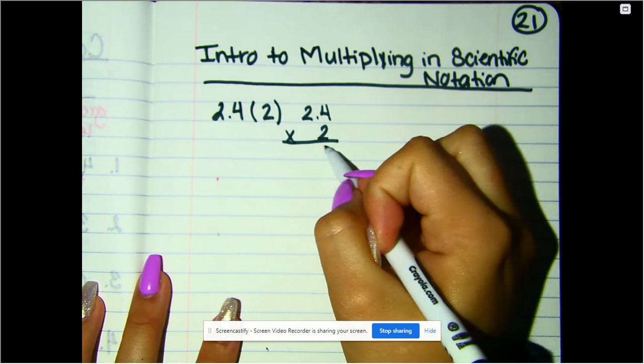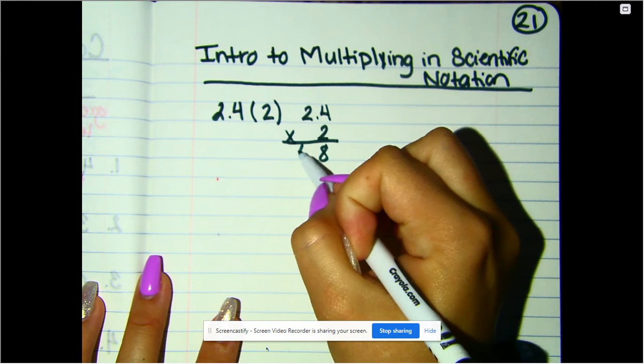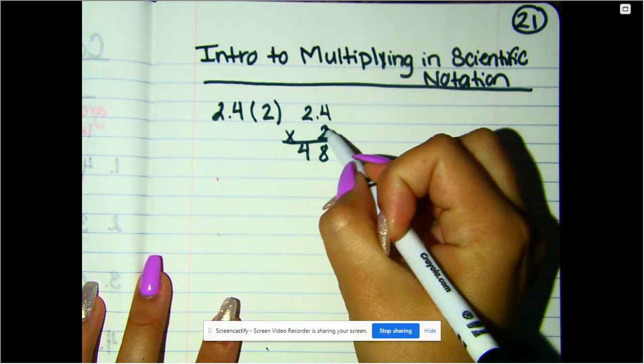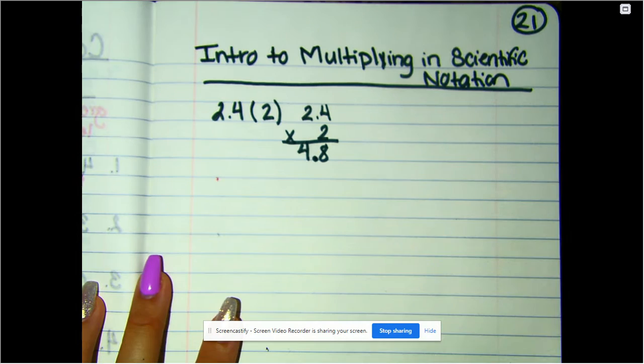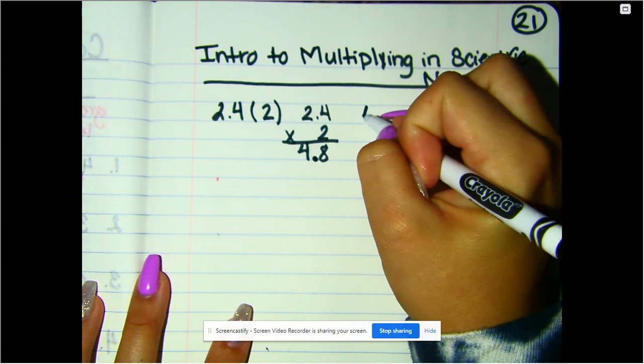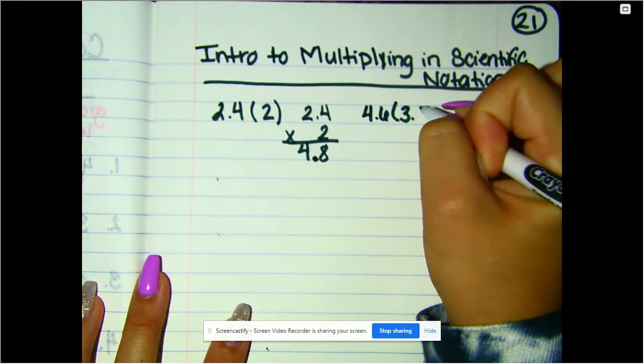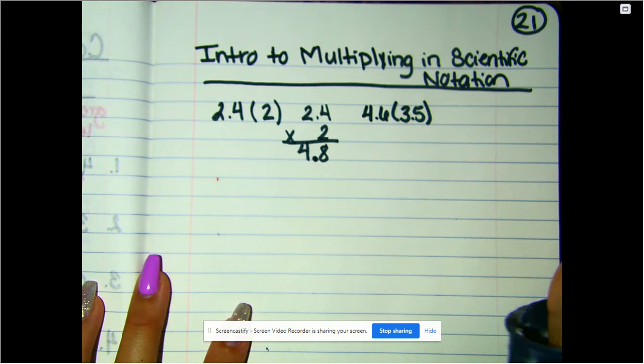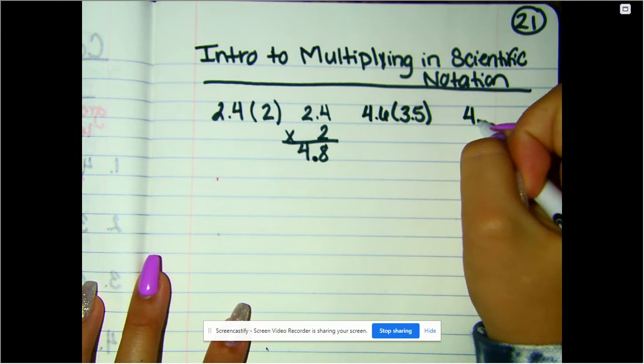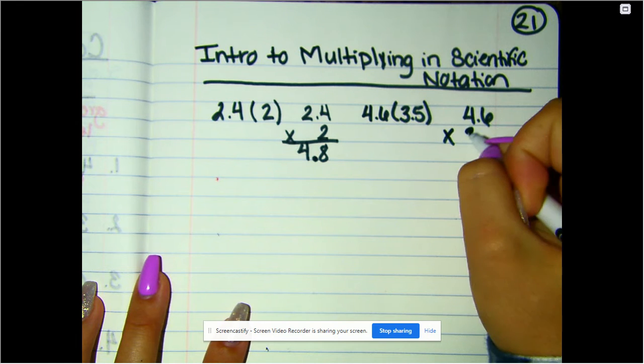2 times 4 is 8. 2 times 2 is 4, and then we have one place value. So I need one place value in my product. Okay. The next one we're going to do is 4.6 times 3.5. And so again, I'm going to write it out by hand.